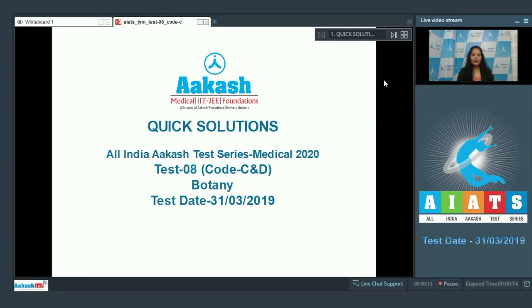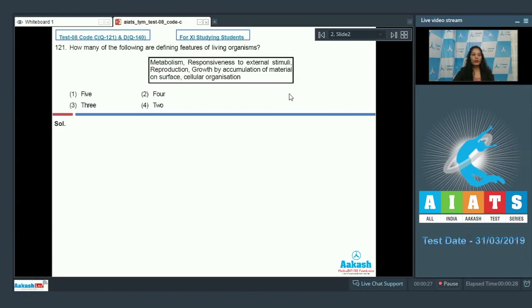Hello students, I'm going to discuss the quick solutions of All India AIATS Test Series Medical 2020 of test number 8, code C and D. Your test was held on 31st of March 2019 and I'll be dealing with your botany section. The very first question in the botany section is question number 121.